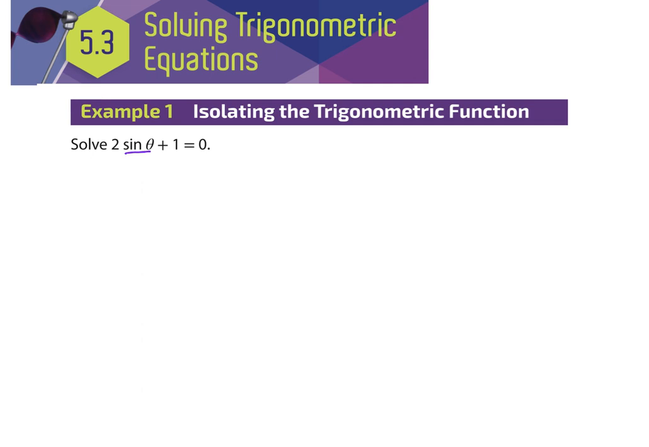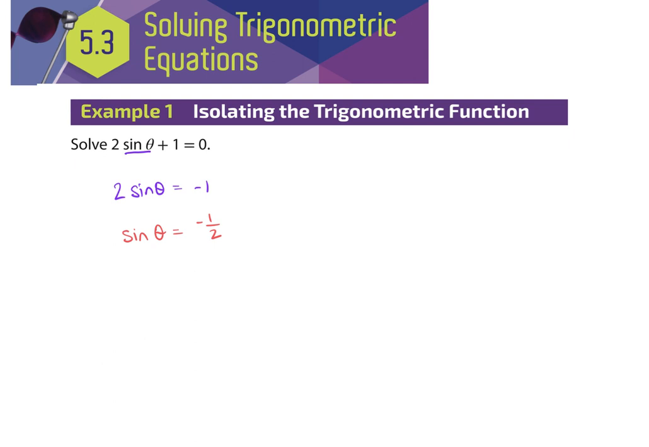And so for this one, of course, I'm going to subtract a 1. I have 2 sine of theta equals -1. I'm going to divide by 2. So I have the sine of theta equals -1/2. What I'm looking for is theta, meaning I need the theta that gives me a sine of -1/2.